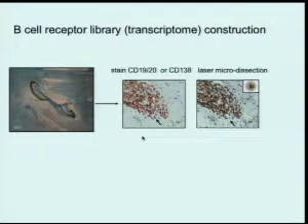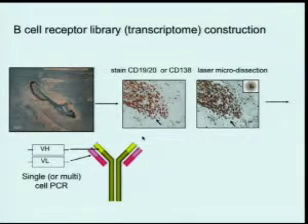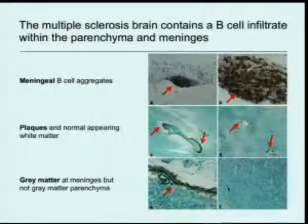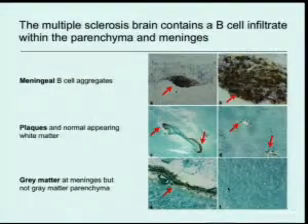We created a B-cell receptor library, a transcriptome, using laser capture microdissection of B cells from the plaque of MS patients, did single-cell PCR, generated recombinant antibodies, sequenced the regions, and we spent a lot of time looking at the antigen reactivity of these clone products. We've not really been able to clearly identify any true autoreactivity. We've also looked at these B-cell aggregates.